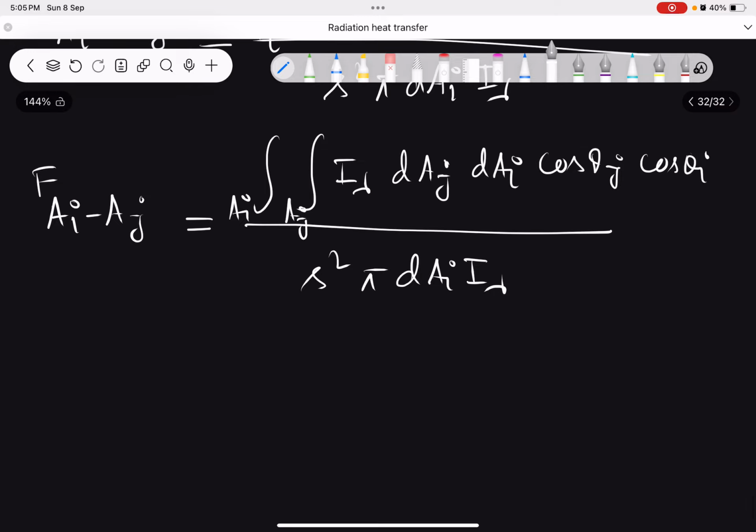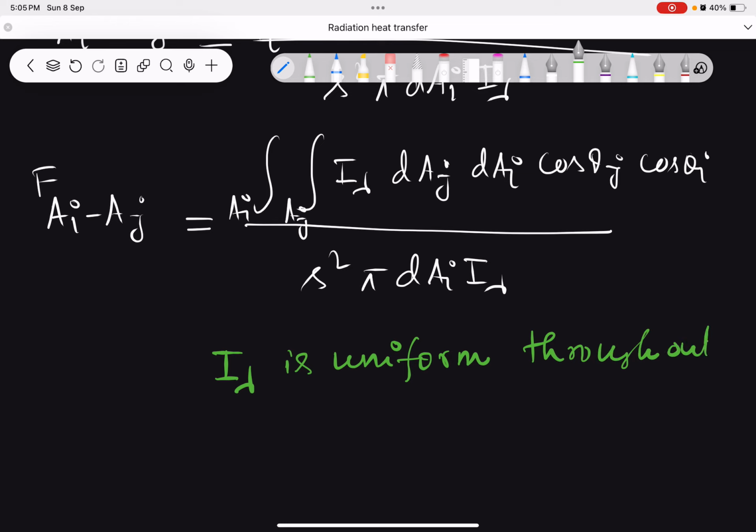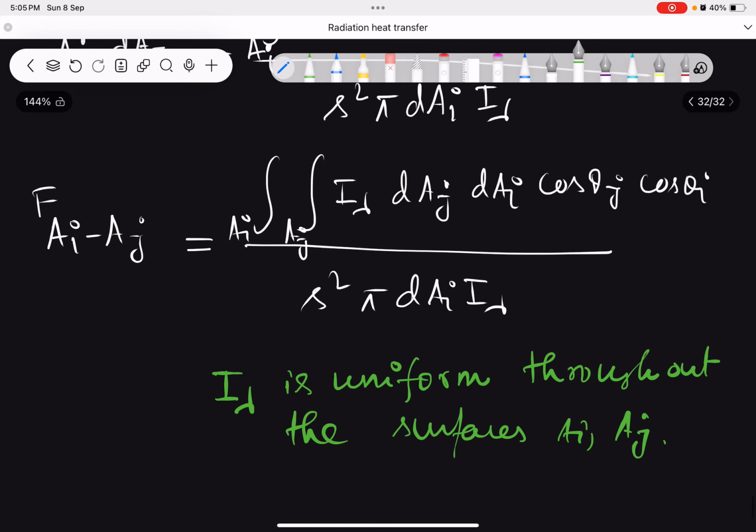Now if I take the assumption that my I lambda is uniform throughout the surfaces Ai, Aj. Clear? That means I can take this I lambda out of the integral, so then these will cancel out. Okay, so finally this is okay.